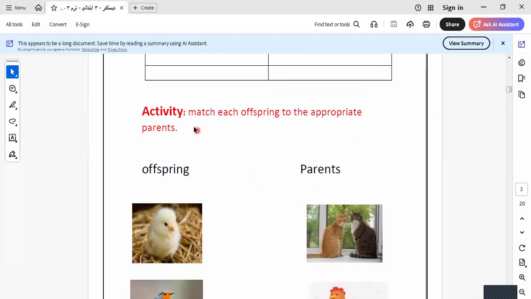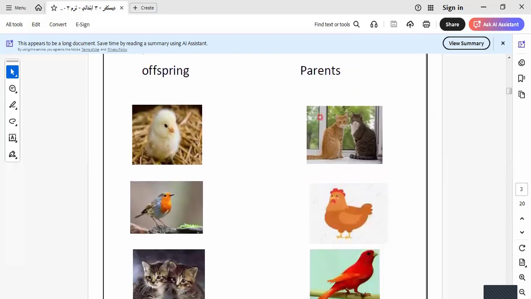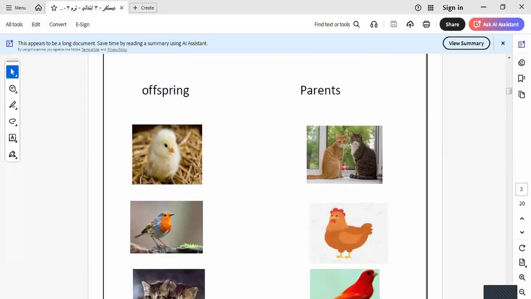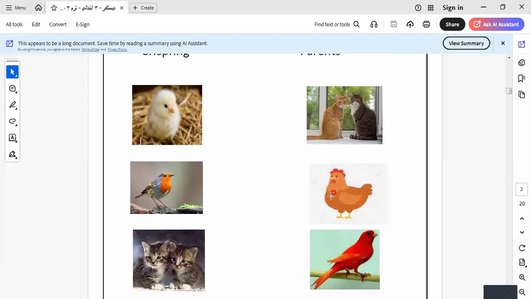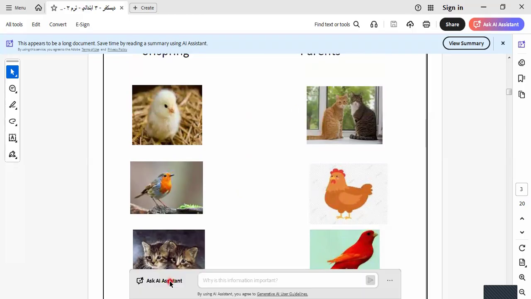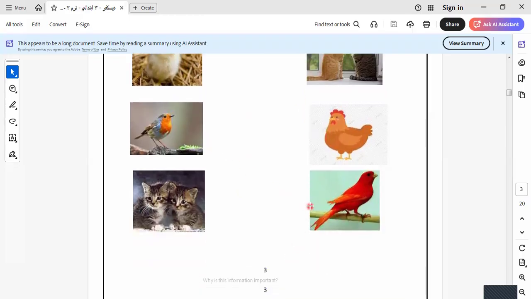Let's go to another one. Match each offspring with its appropriate parents. Here we have the parents, and here we have the offspring of these parents. Here is the chicken, so I match the big chicken with the small one. The cat, I match the big one with the small one. The bird, this one with this one.